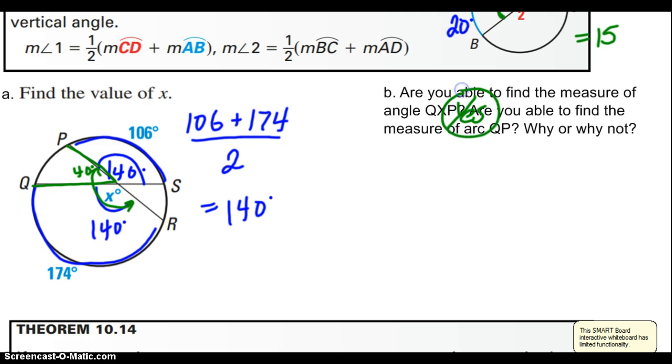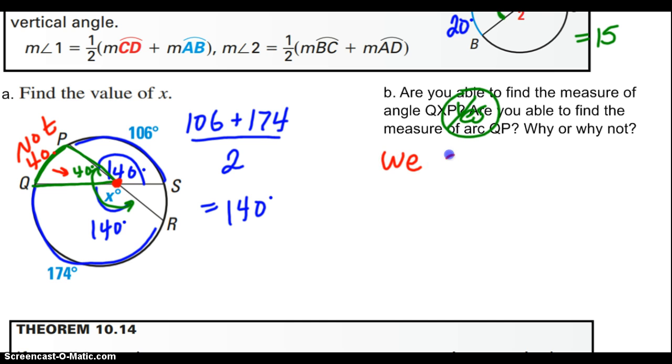Yes to the first one. Are you able to find the measure of arc QP? Let's see, QP. Can I figure out what this is? A lot of you might be tempted to say that QP is 40 degrees because the central angle is 40 degrees. But it's not. This is not a central angle because they do not intersect at the center. So I'm not sure what QP is, but it's definitely not 40 degrees.